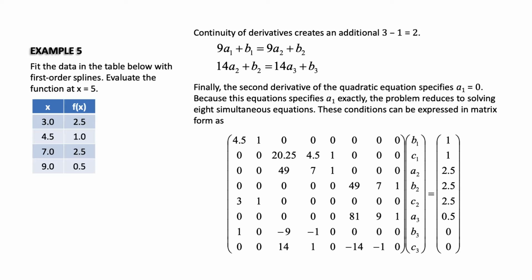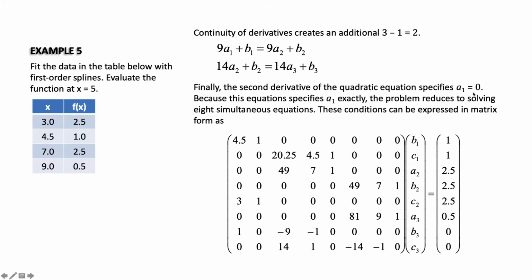The next two conditions we obtain from the derivatives of these interior knots. So the derivative is 2ax plus b. So for the first knot, x equals 4.5, we have 2 times 4.5, 9 times a1 plus b1 must be equal to 2 times 4.5 a2 plus b2. At the second knot, 2 times 7 is 14, so 14 a2 plus b2 must be equal to 14 a3 plus b3. And finally, the second derivative of the quadratic equation specifies that a1 is equal to 0.